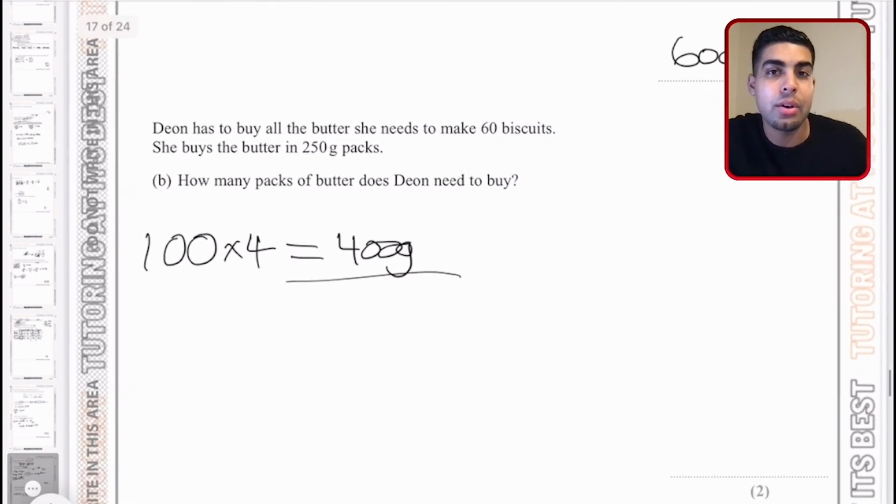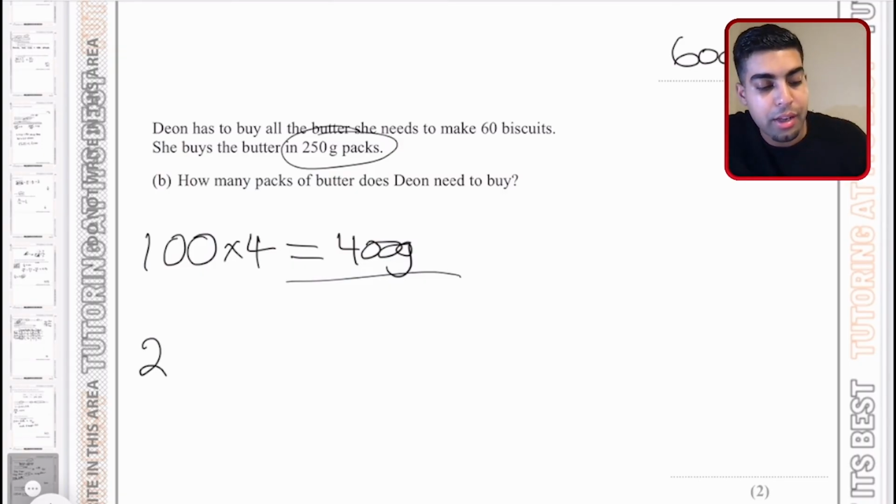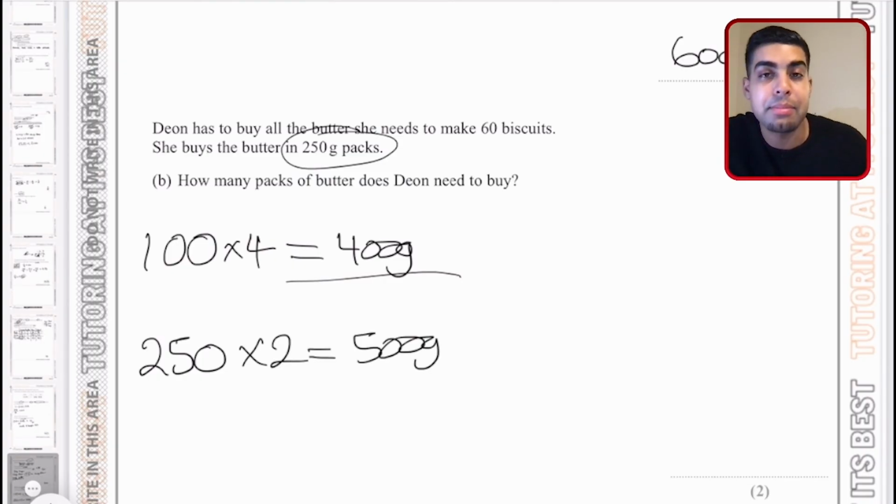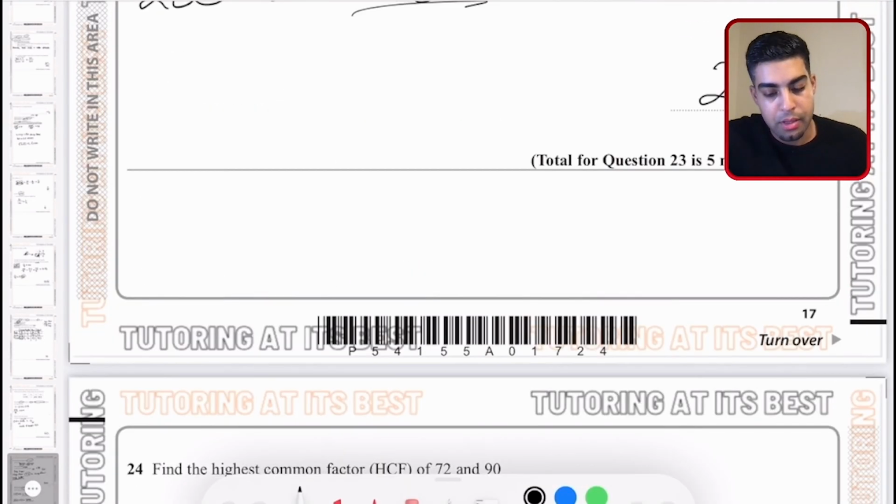So if we take a look at the butter that she needs to buy, we understand it comes in 250 gram packs. So if we take 1, it's going to be far too less. However, if we take 2, that will give us 500 grams, which again is 100 grams more, but there's no way we can go to a store and say we just need 400 grams of butter. So she would then have to buy 2 packets.